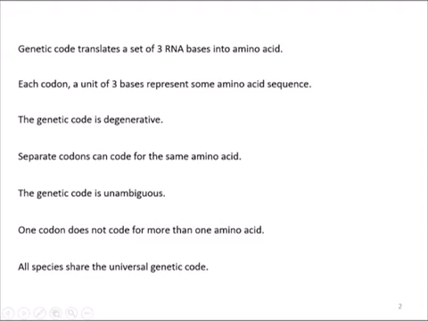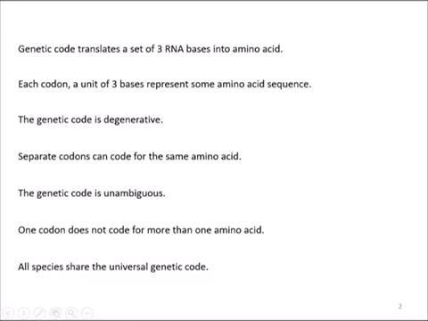The genetic code is degenerate. What that means is that separate codons can code for the same amino acid. That means 2 or 3 codons can code for the same amino acid. That is what it means to say that the genetic code is degenerate.